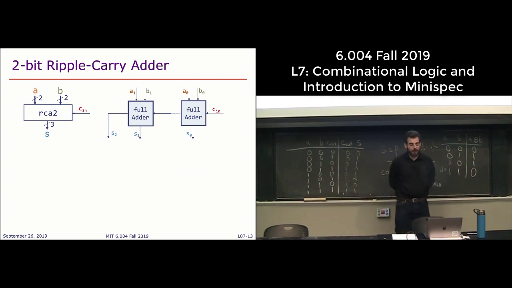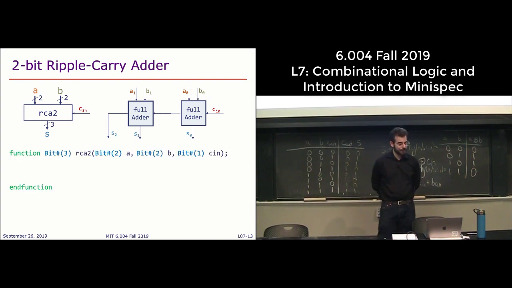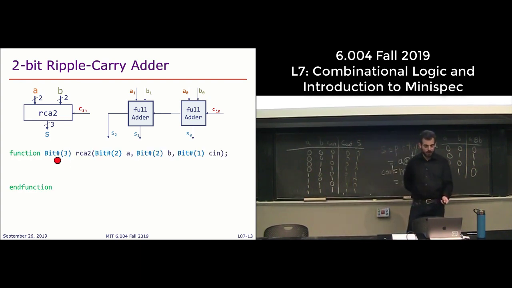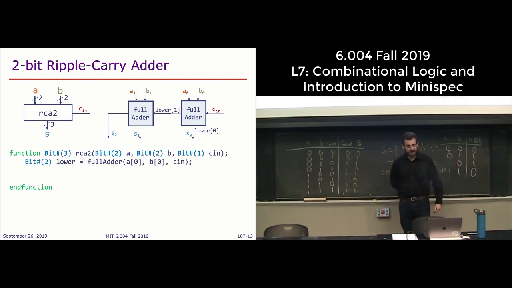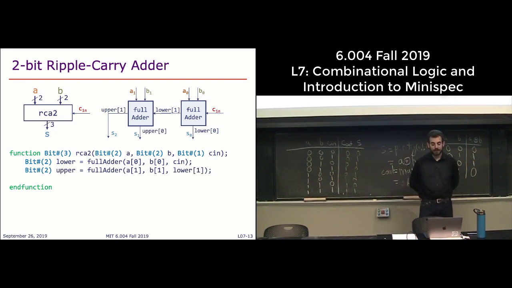Okay, so now that we have our full adder, let's build a 2-bit ripple carry adder. Okay, so this is going to produce a 3-bit output, right? So bit 3 is the return type, and then we take 2-bit inputs A and B, and 1 bit of carry in. So we just need to wire things up, right? So the first thing that I'm going to do is call this full adder function that we just defined with arguments A0, B0, and C in. And I'm going to get a 2-bit result that I'm going to call lower. Now, if you look at the wiring diagram, this is the 0th bit of lower, and this is bit 1 of lower, right?